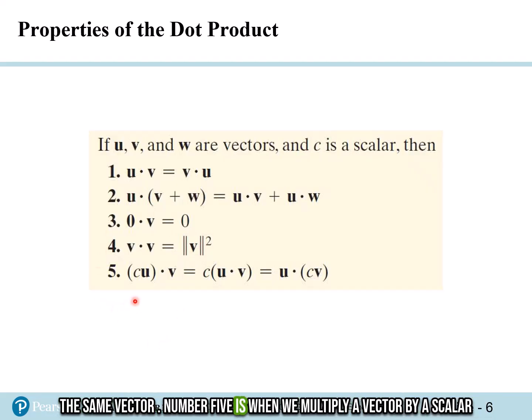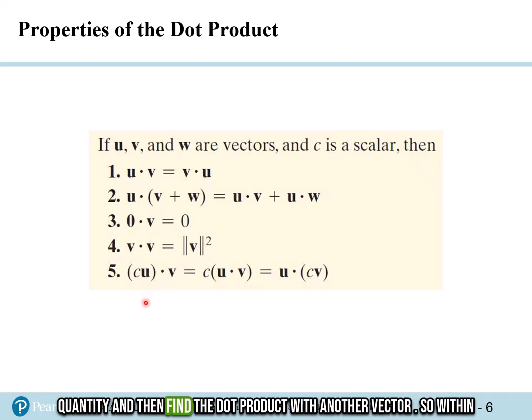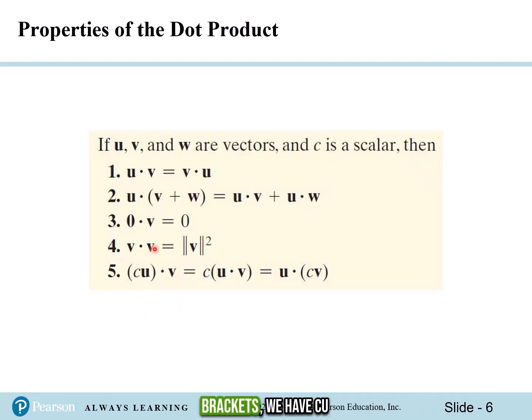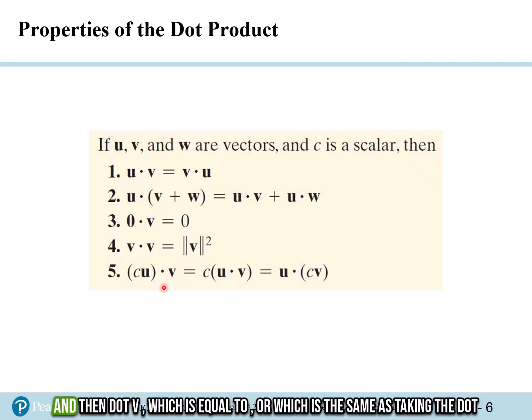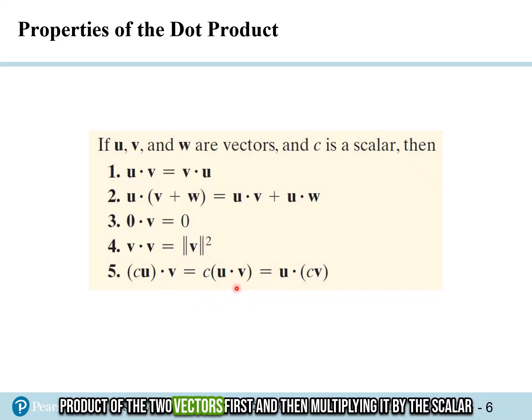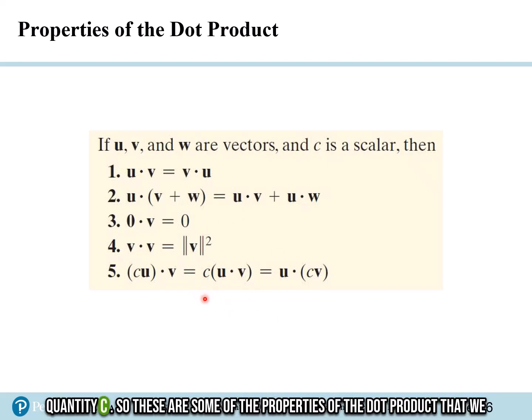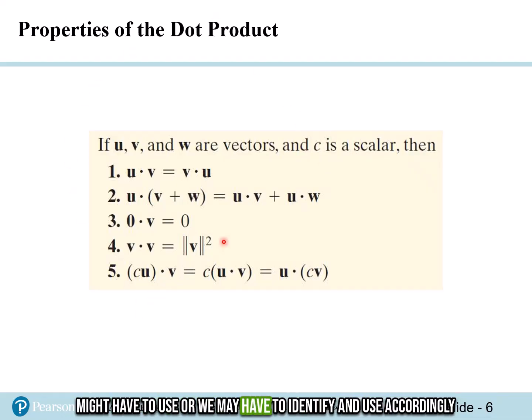Number 5 is when we multiply a vector by a scalar quantity and then find the dot product with another vector. So within brackets we have c times u, and then dot v, which is the same as taking the dot product of the two vectors first and then multiplying it by the scalar quantity c. So these are some of the properties of the dot product that we might have to use, or we may have to identify and use accordingly.